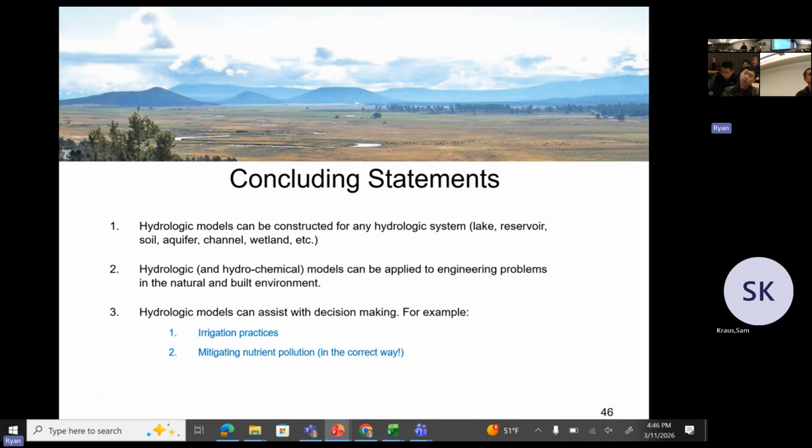So some concluding statements. Hydrologic models can be constructed for any hydrologic system. Hydrologic models can be applied to engineering problems in the natural and built environment. They can assist with decision-making, for example, irrigation practices, whether you switch or not, and mitigating nutrient pollution in the correct way, accounting for travel time. So just a couple examples we're working with right now in our research group.